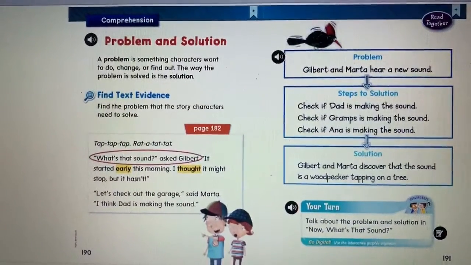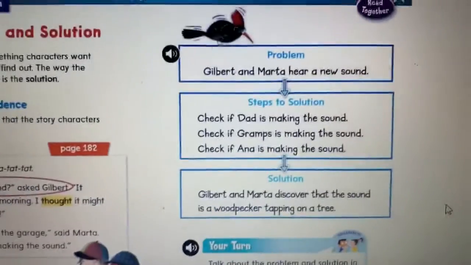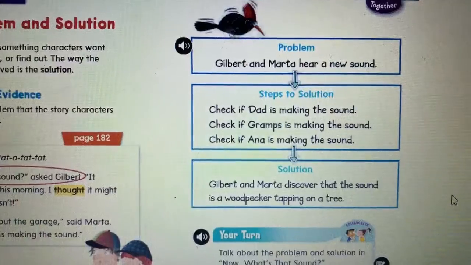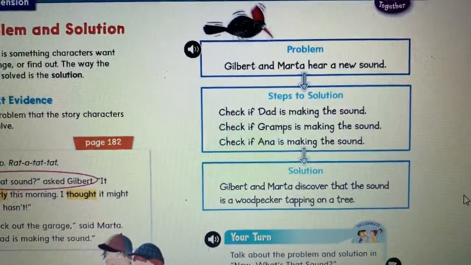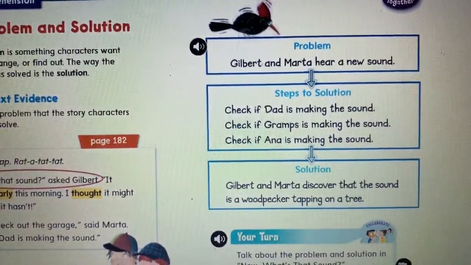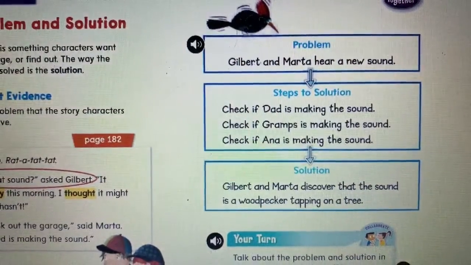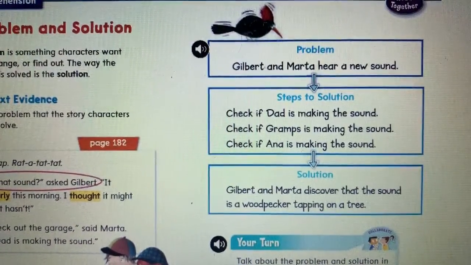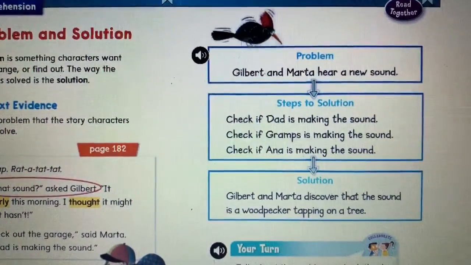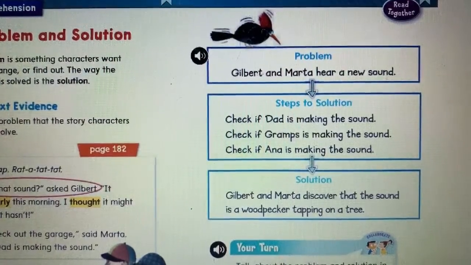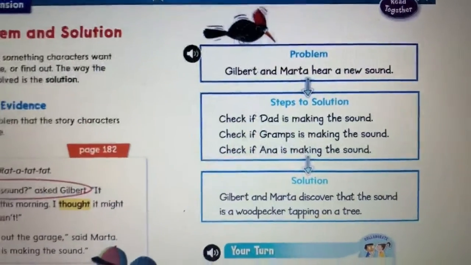So if we think about our story, now what's that sound? We can see here that there is a problem and a solution. The problem that they had was that Gilbert and Marta heard a new sound. Now, throughout the story, they take different steps to find a solution, and you can see the steps. They check if Dad's making the sound, they check to see if Gramps is making the sound, they even check to see if Anna's making the sound. And then they finally come to their solution. Gilbert and Marta discovered that the sound was a woodpecker tapping on a tree.